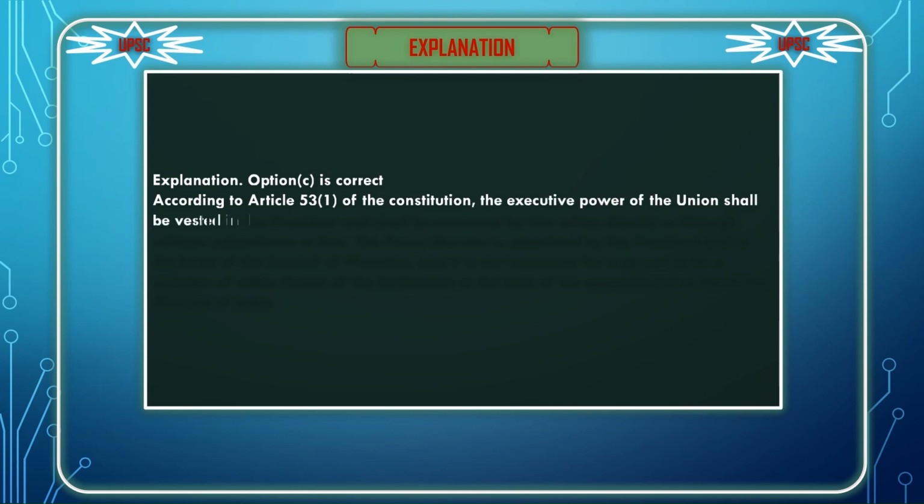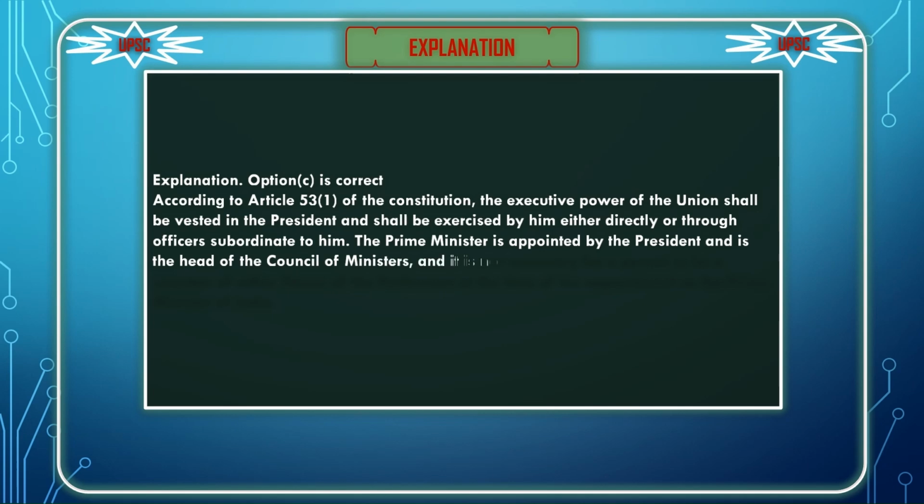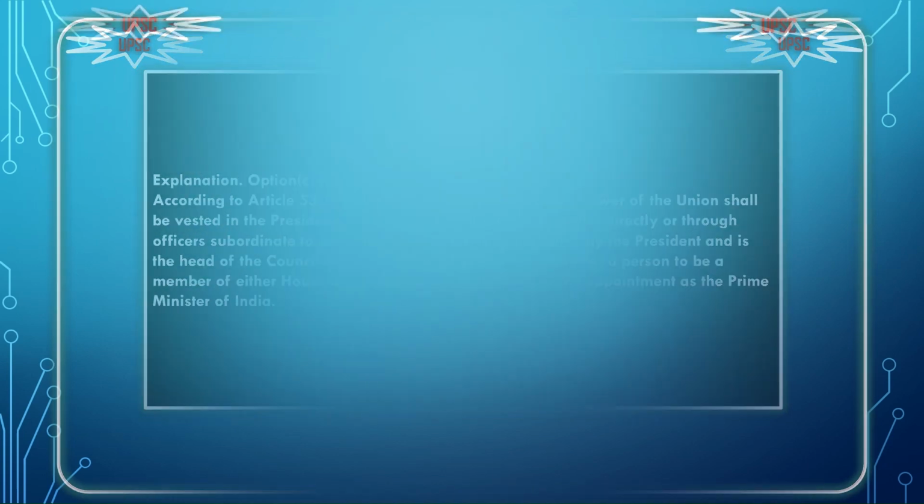Explanation. Option C is correct. According to Article 53(1) of the Constitution, the executive power of the Union shall be vested in the President and shall be exercised by him either directly or through officers subordinate to him. The Prime Minister is appointed by the President and is the head of the Council of Ministers, and it is not necessary for a person to be a member of either House of Parliament at the time of his appointment as the Prime Minister of India.